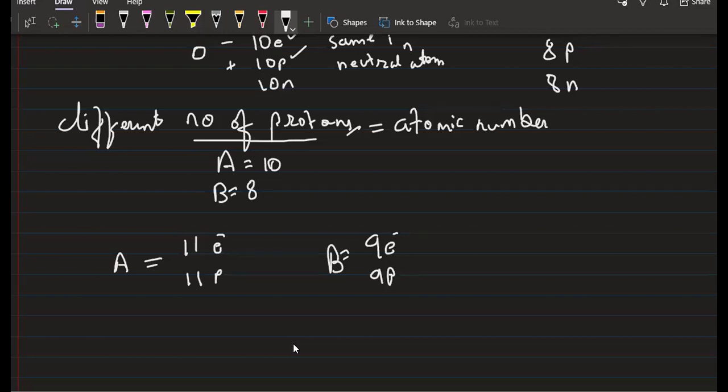No, no, no. Two different atoms of different elements will have different protons. They won't have the same protons. Okay? So I'm saying that in order to be stable, an atom should have some number of electrons. Remember this, number of electrons.